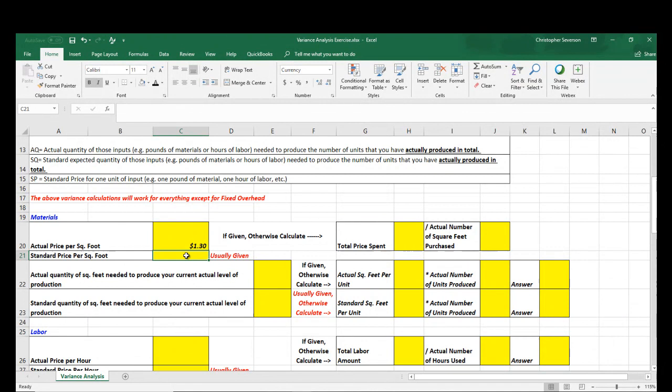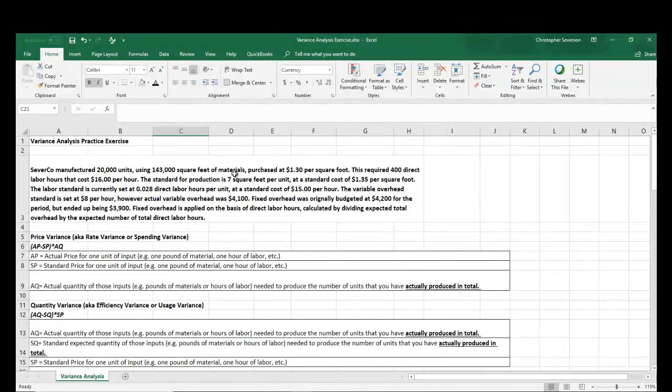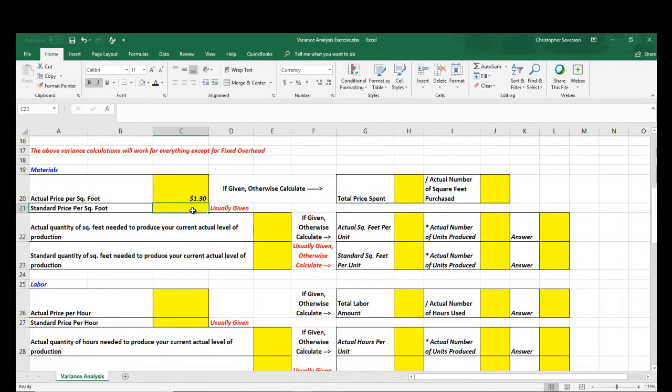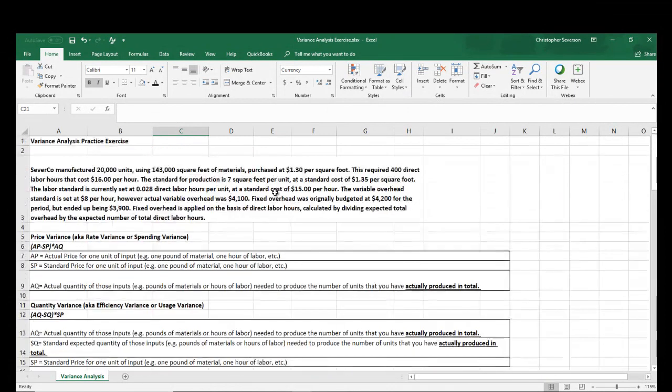Standard price per square foot, they generally give that to you. Here it says the standard for production is 7 square feet per unit. Oh, I'm sorry, we're looking at the standard price. Standard cost is $1.35.